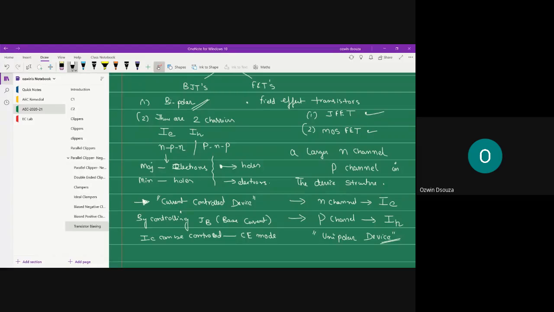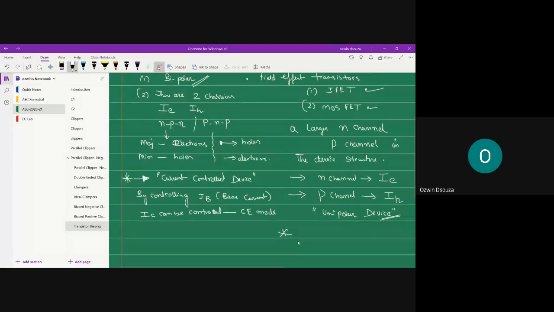Another difference is, yeah, over here, let me put a star mark here. Another difference is about the conduction. Okay, so BJT is a current control device. On the other hand, FET is a voltage control device.